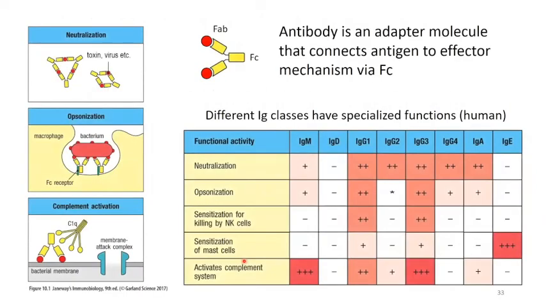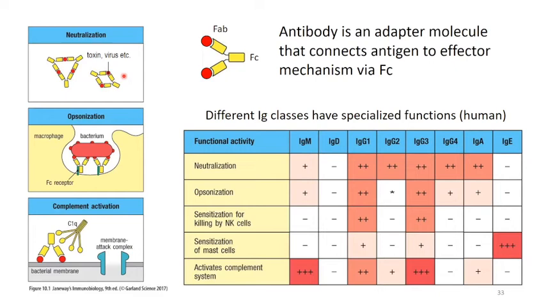So antibodies don't do a whole lot, to be honest. I mean, they're essentially an adapter molecule. The only time they do anything of any use is when they neutralize something like a toxin or a virus. And what that means is that they will physically prevent that virus or that toxin from interacting with its receptor on the cell surface. So that's called neutralization. And that can be accomplished by the antibody all by itself.